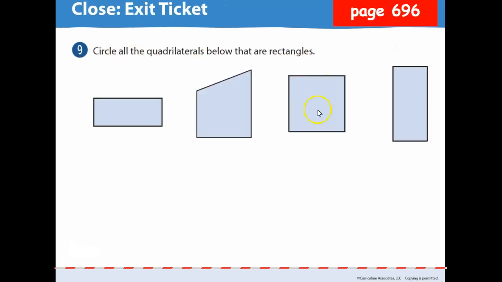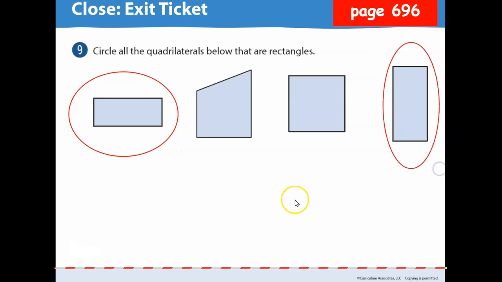Do number 9. It says circle all the quadrilaterals below. So yes, this is a rectangle, and this is a rectangle. And then somebody left it like that. Yes, true, those are rectangles. But we also said that what again? A square is a special rectangle, just like all of you. You guys are all special.